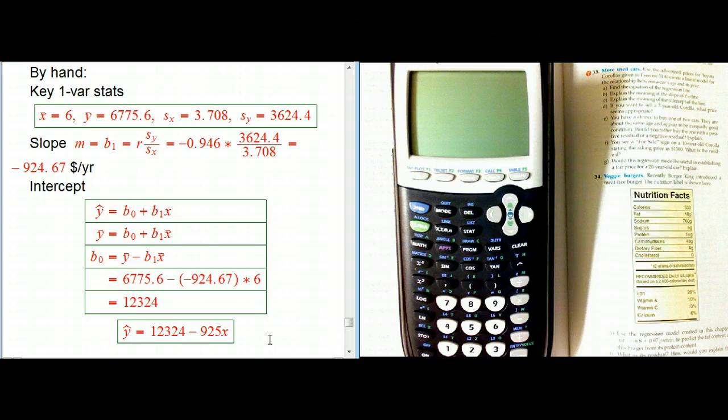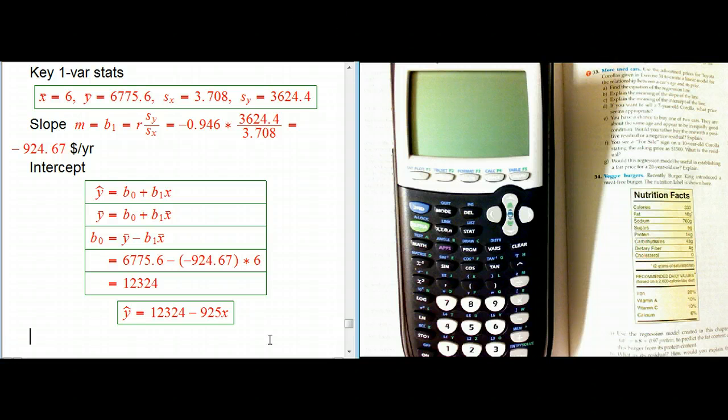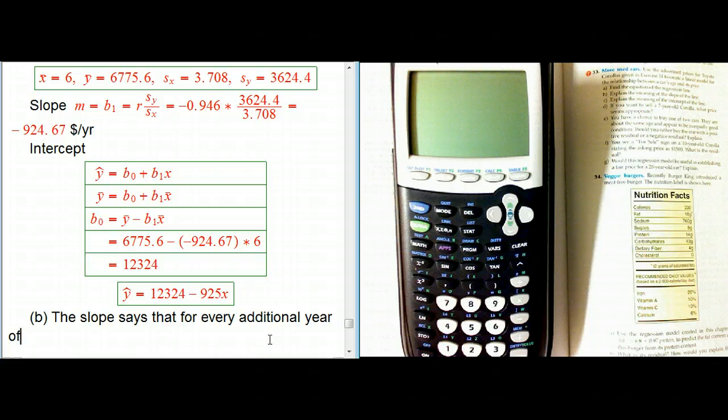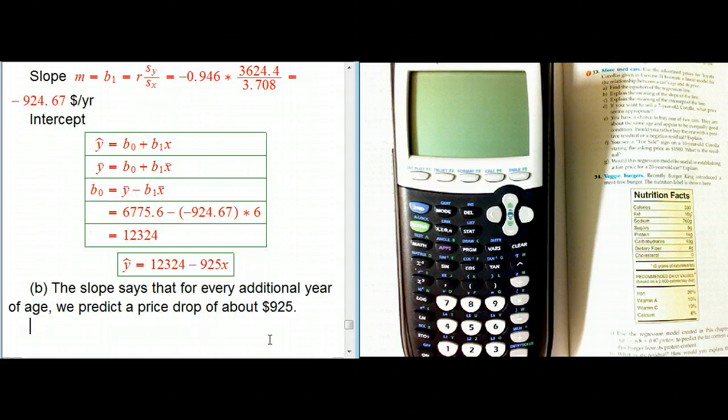Okay, let's see what other questions they ask us about this. Part B was already find the meaning of the slope of the line. And we already answered that. Part B, the slope says that for every additional year of age, we predict roughly a price drop of about $925.